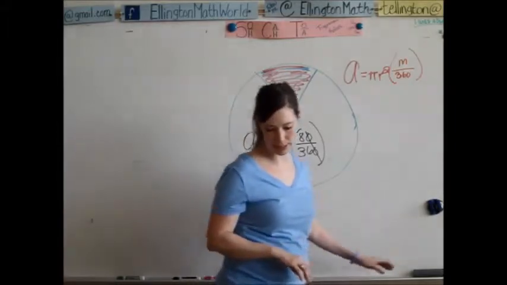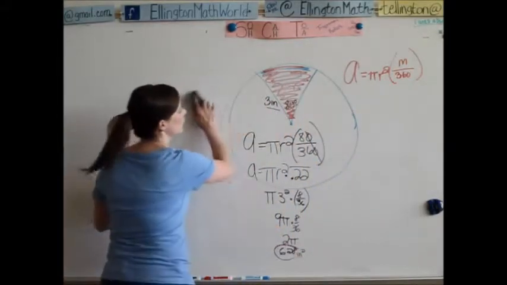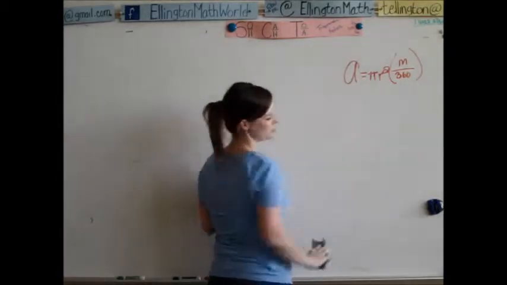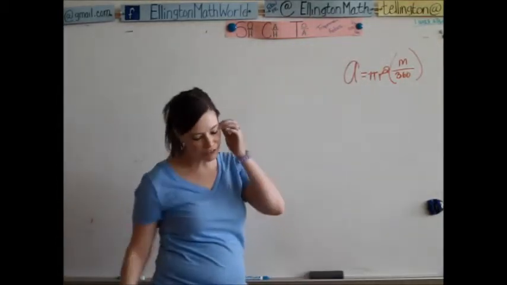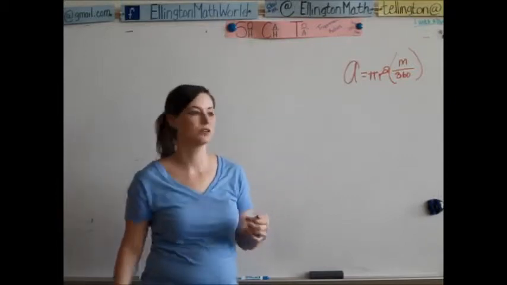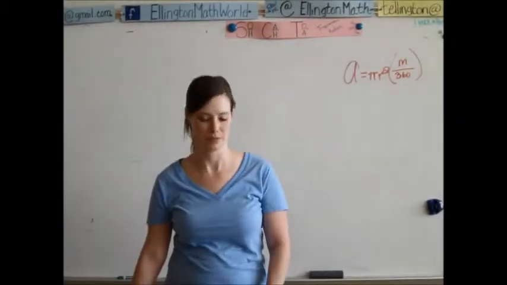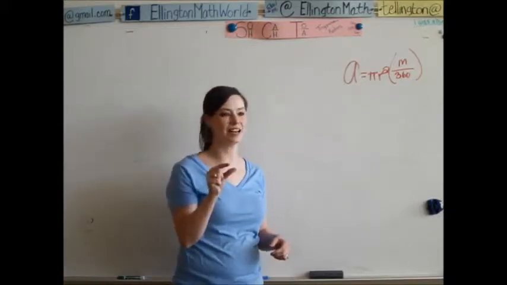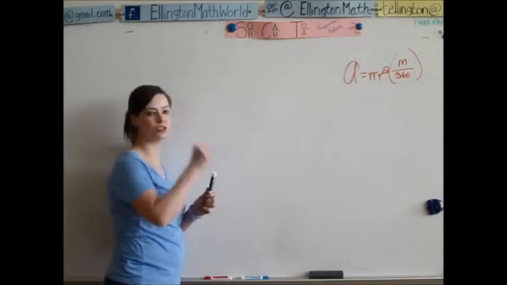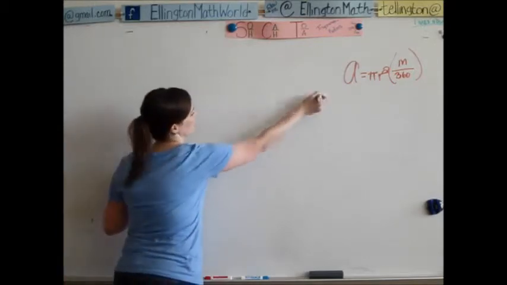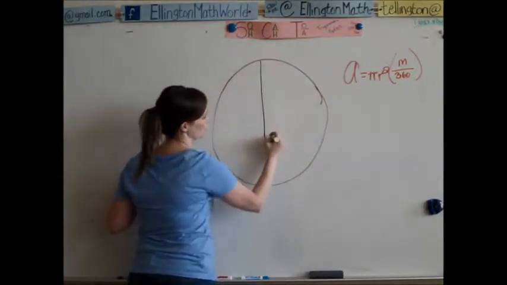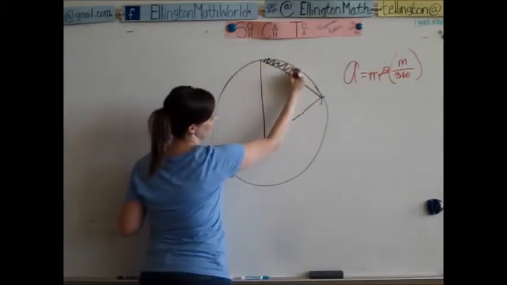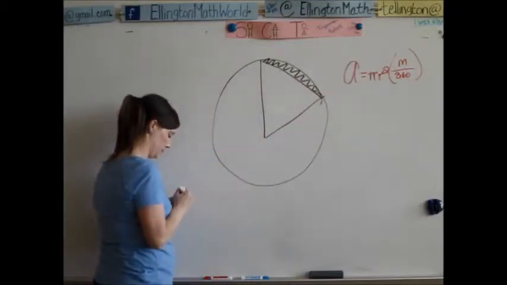Moving on to the next example. I'll leave the formula up there. We're going to find the area of the segment. So I found the whole wedge, but now we're talking about the area of the segment. Instead of the whole wedge, we're just going to find the little sliver at the top. So we've got our wedge, and we want to find the area of that black part right there.